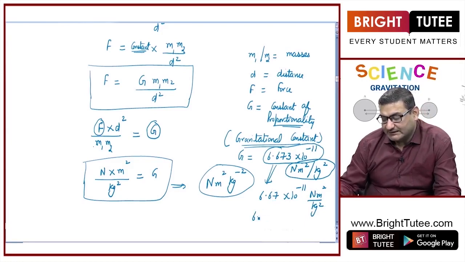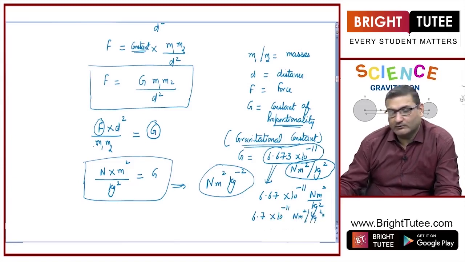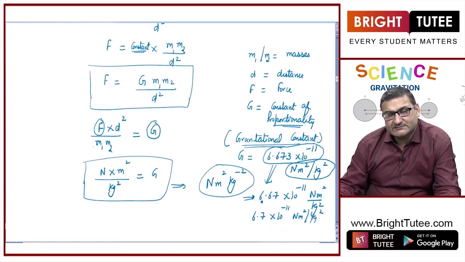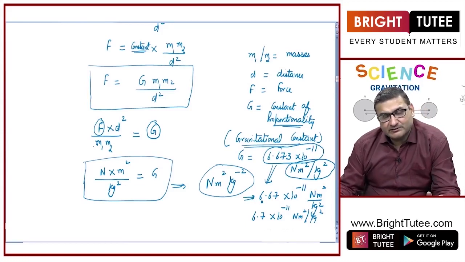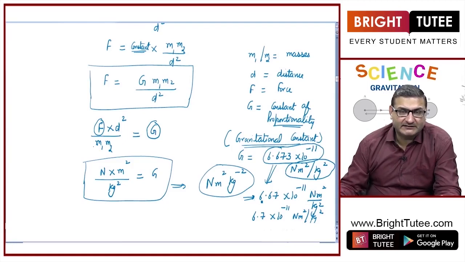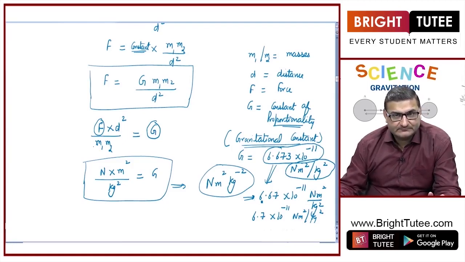In that case, we will take it to be rounded off 6.7 into 10 to the power minus 11 Newton meter square upon kilogram square, right. Unless it is specified, we normally take it to be 6.67. So, you need to remember it, even if it is not given in the question. As a student, you must know the value of capital G, that is the gravitational constant, right.